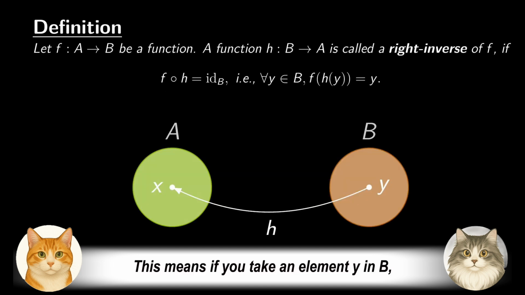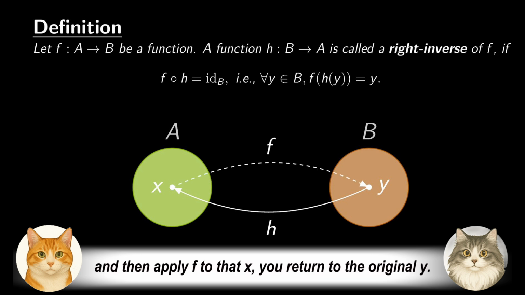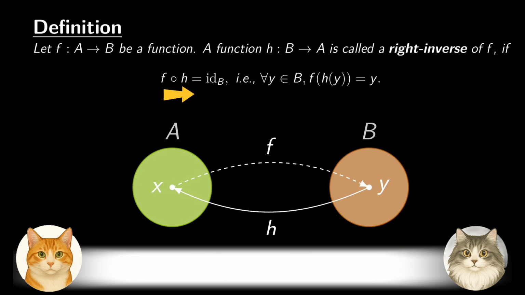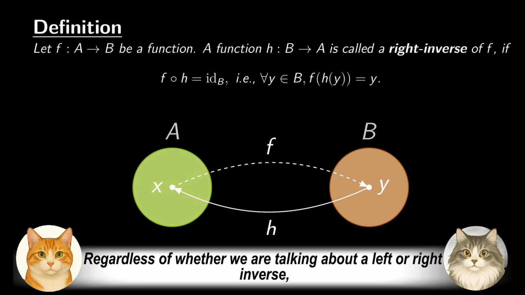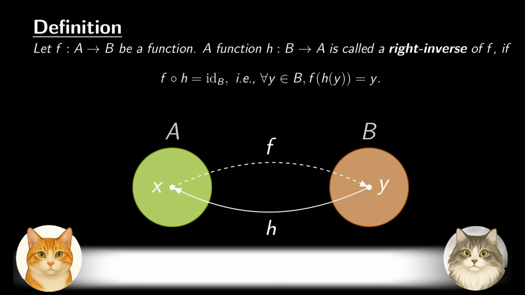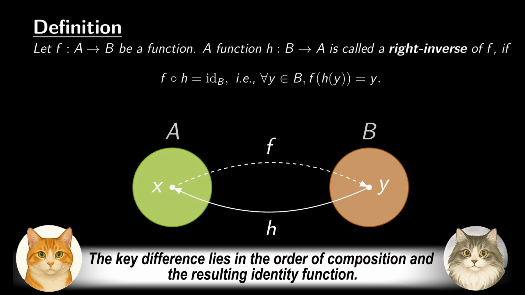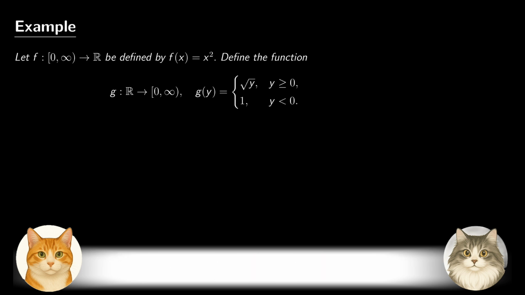This means if you take an element y in B, apply h to get an element x in A, and then apply f to that x, you return to the original y. Again, the term right inverse reflects that the function h is to the right of f, and we apply h first, followed by f. Regardless of whether we are talking about a left or right inverse, the domain and codomain of the inverse function should be the reverse of those of f. The key difference lies in the order of composition and the resulting identity function. Let us study some examples.